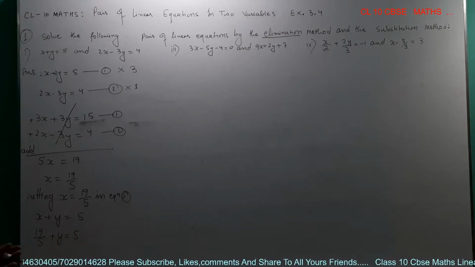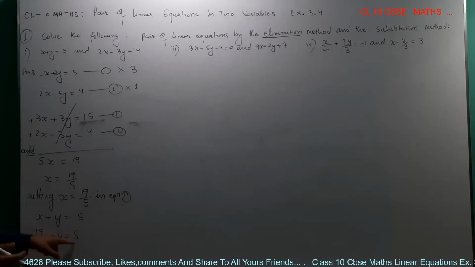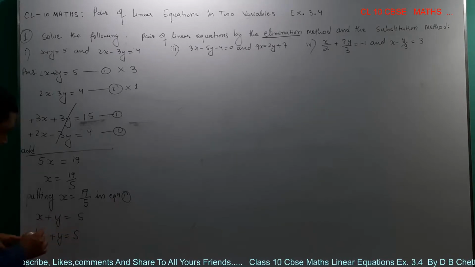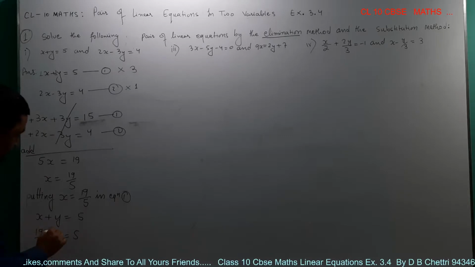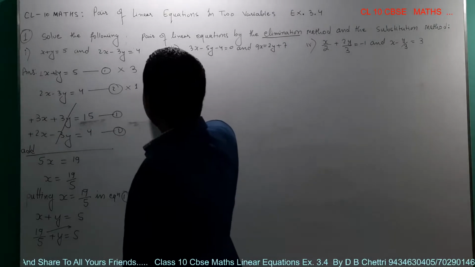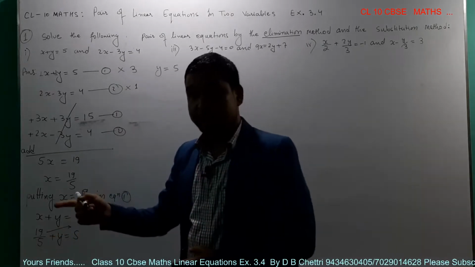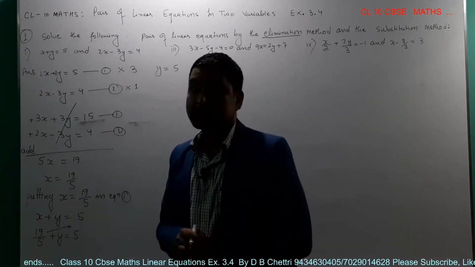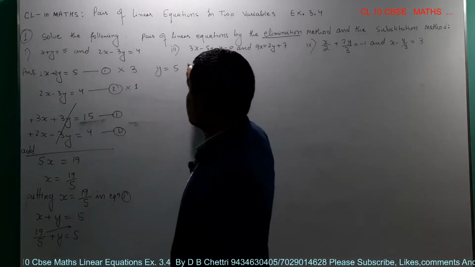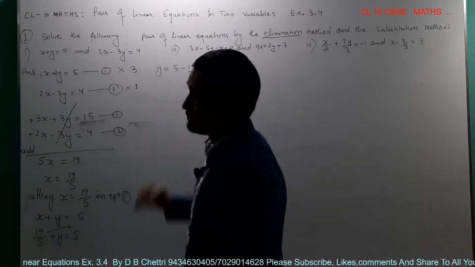Now put the like terms together. This is a variable, and these two numbers are constants, pure numbers, so keep them together. That means take this 19 upon 5 towards the right side. So y equals 5, and when a number crosses the equal sign, its sign gets changed. Now the plus sign is there; when it goes to the right hand side, its sign changes to minus 19 upon 5.